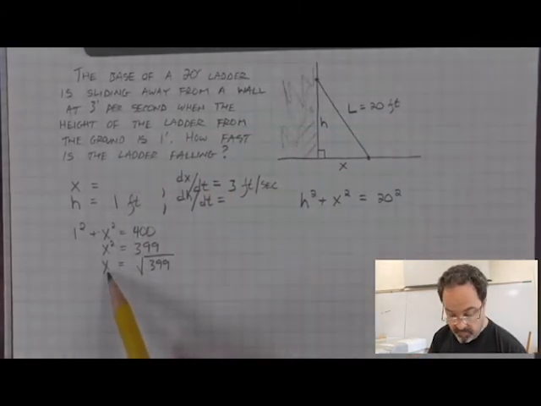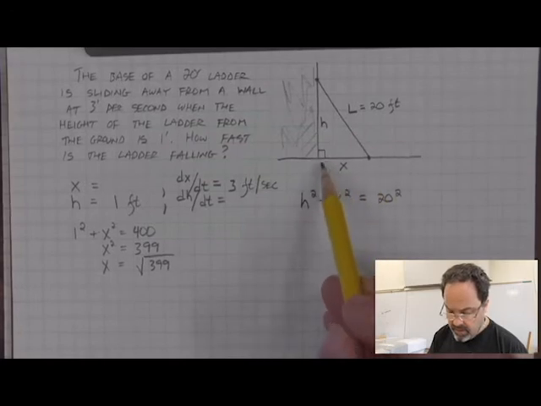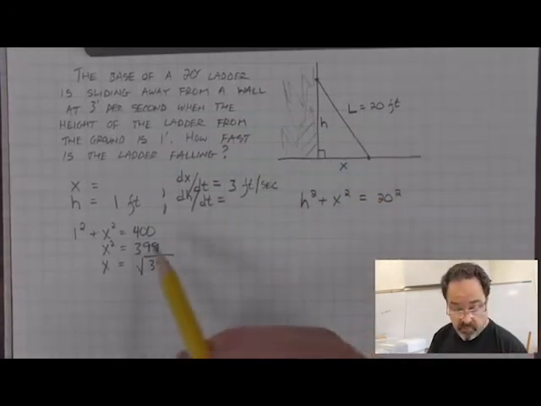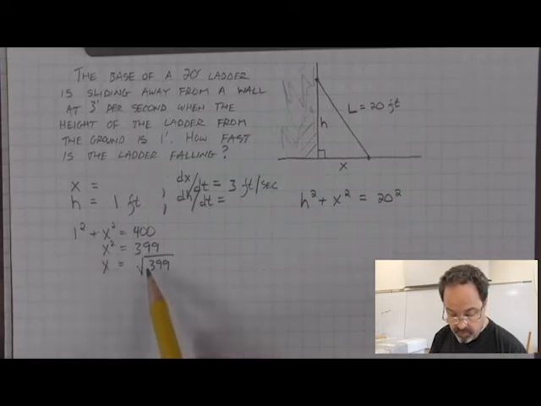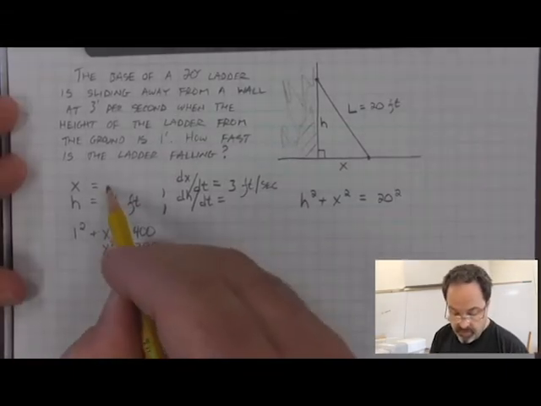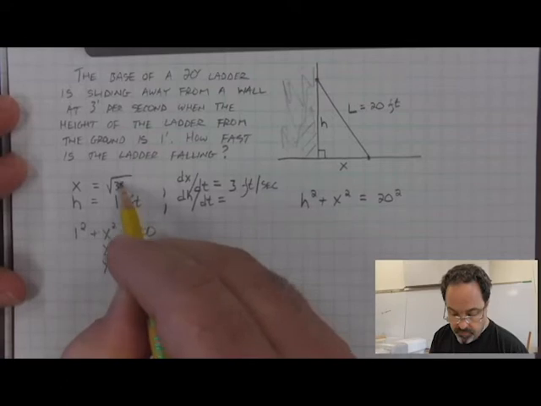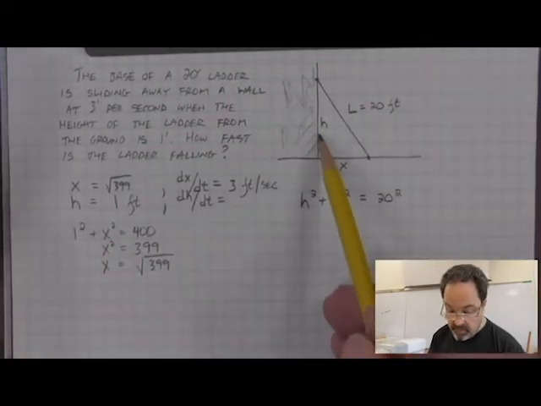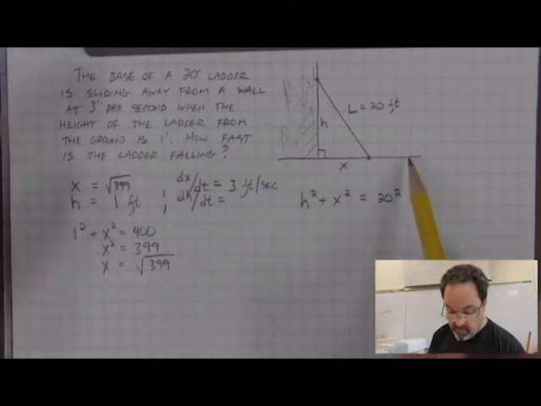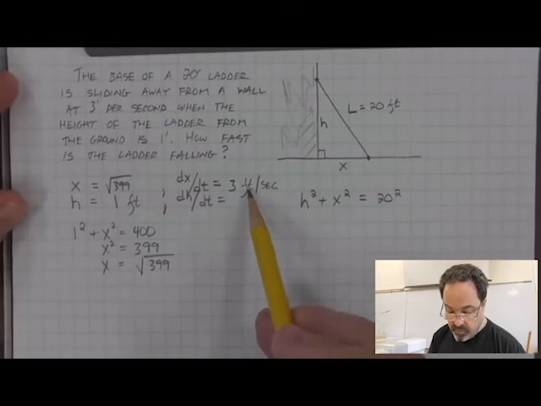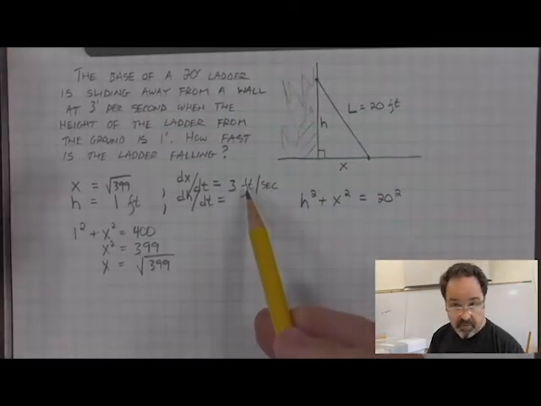Is it possible for x to be a negative value? X represents the distance to the wall. Distances are always positive. So even though algebraically I get 2 possible values for x, both positive and negative, I'm going to ignore the negative. X is equal to radical 399. At the same time that the height of the ladder is 1, the distance from the wall is a little bit less than 20, and the rate at which x is changing is 3 feet per second.